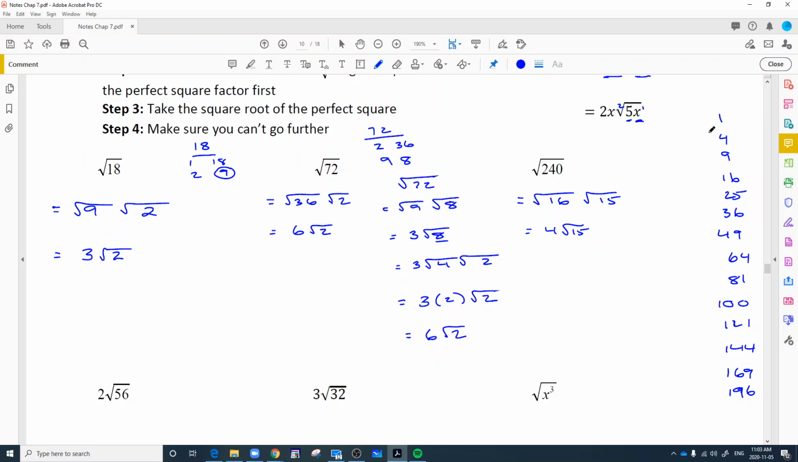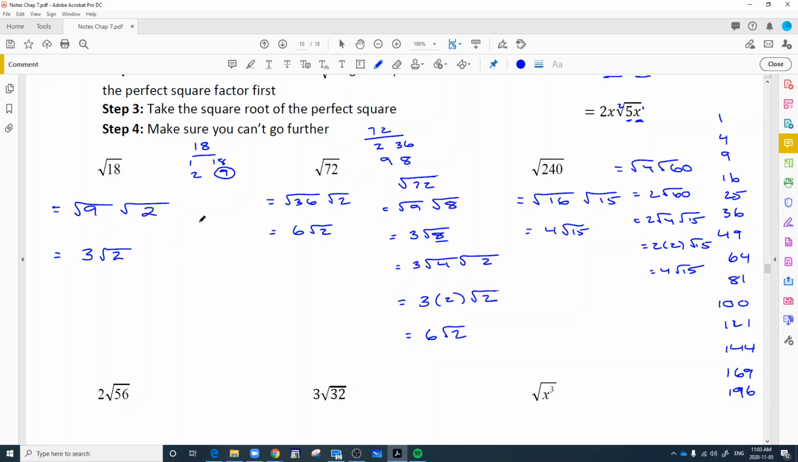Another way to do it is the other way. You know, you could say, oh, hey, I know 4 goes in. So 240 divided by 4 is 60. So I could go, okay, this is root 4 root 60, which would be 2 root 60. And then I could simplify root 60. Maybe I notice that 4 goes in again. And I'm left with root 4, root 15, and then this would be 2 times root 15, and I get 4 times root 15. So, however it is, you want to make sure that you're finding the highest perfect square. There's another method as well.